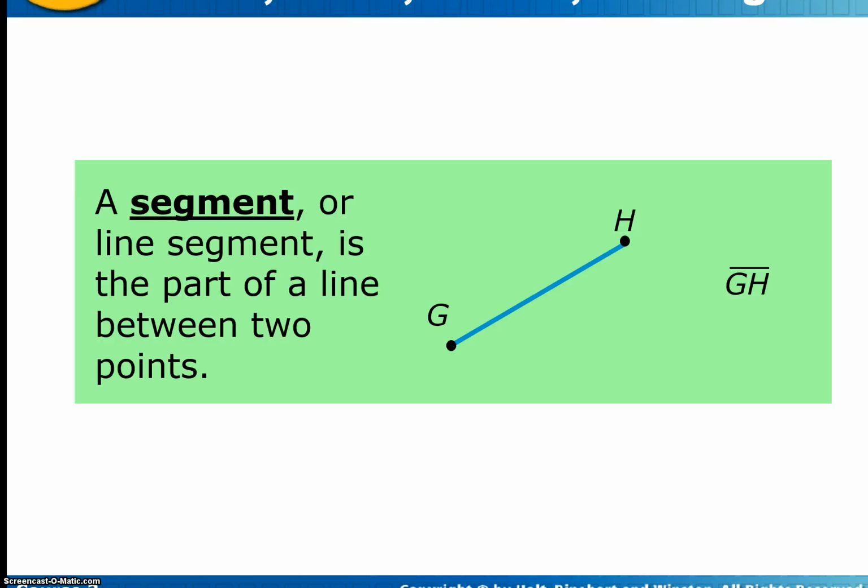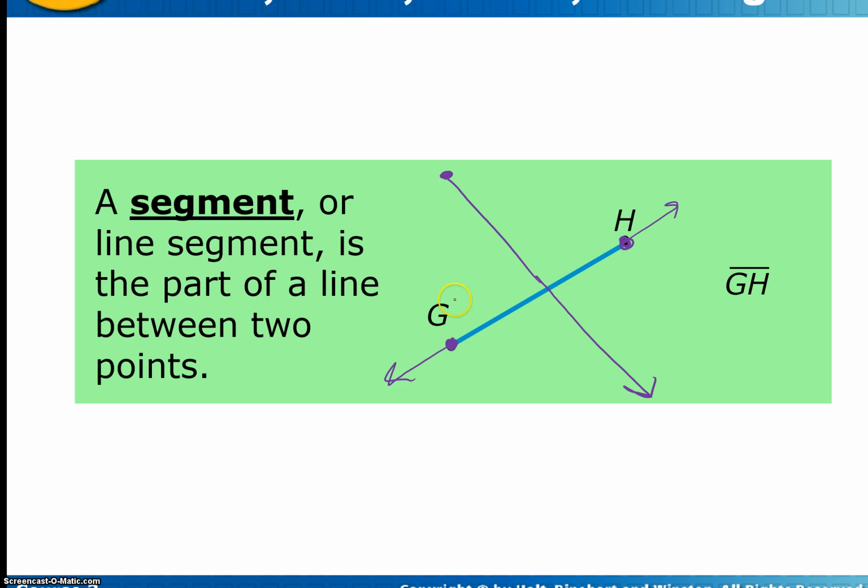A line segment, or a segment, is just a piece of a line between 2 points. So you might see it with arrows on both ends, or one that comes off like this, or something that looks like that. The segment is just the piece between 2 points.